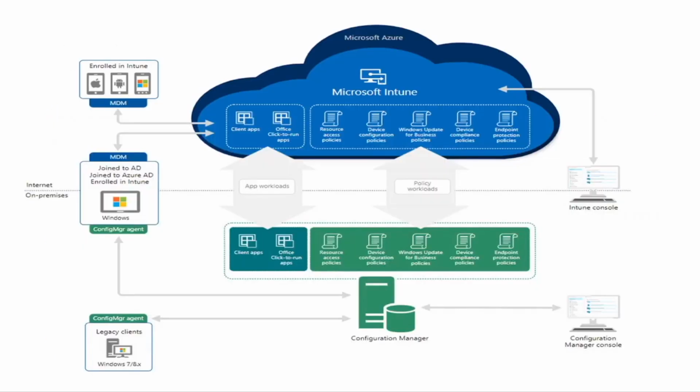So here is a topology of how co-management works. This is Configuration Manager and Microsoft Intune, and notice the app workloads and the policy workloads, how they can both work simultaneously, or one in one place and one in the other place. That all depends on how you configure it. So you can have a group of devices where Office gets installed from Intune, and another group of devices where Office gets installed from Configuration Manager. Same thing with Windows Update policies, endpoint protection policies, and your client apps.